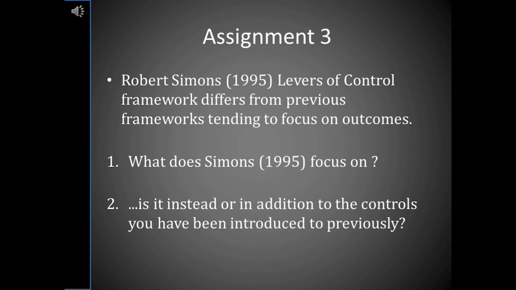In this third assignment, I want you to think about Simons in relation to both the Dechow system and the idea of management control systems introduced by Anthony. Ultimately, the question is: is Simons' framework a supplement to existing ideas, or is it an alternative? Look at it. There certainly are some differences. Simons' levels of control framework, for example, differs from the one seen previously because they tended to focus on outcomes. But what does Simons focus on?